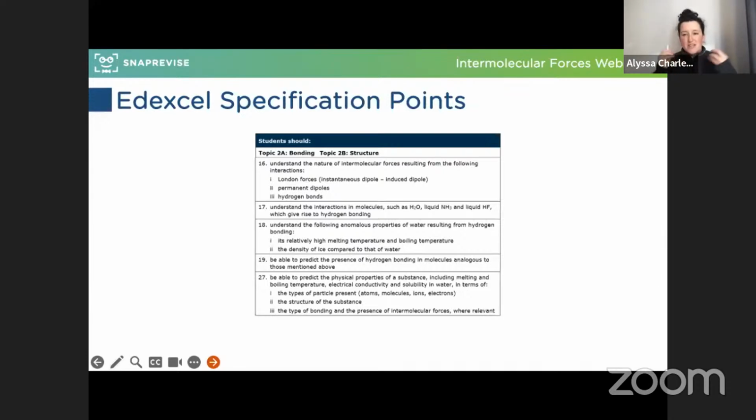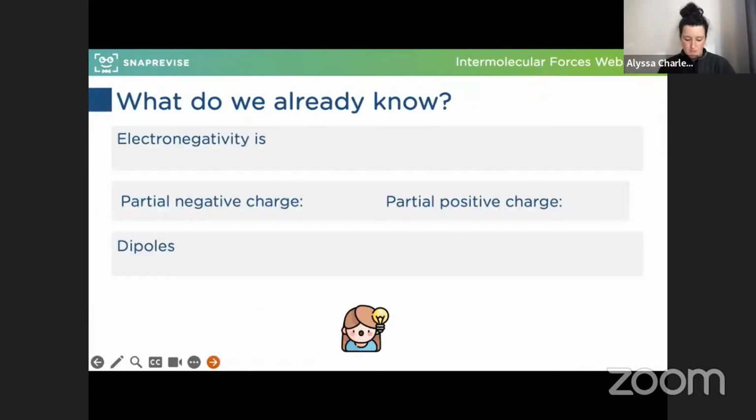But interpreting specifications can be quite tricky, so it is worth going through that with your teacher or a tutor or somebody, just to make sure that you're happy with what's expected of you.